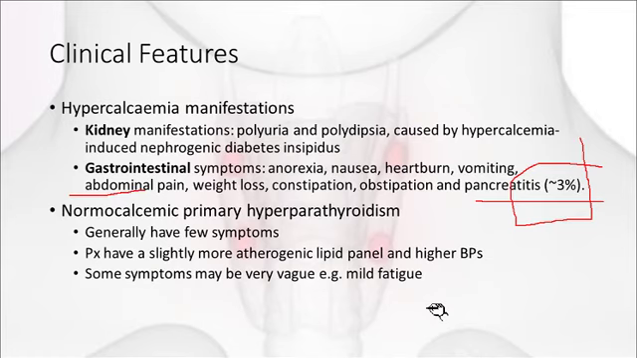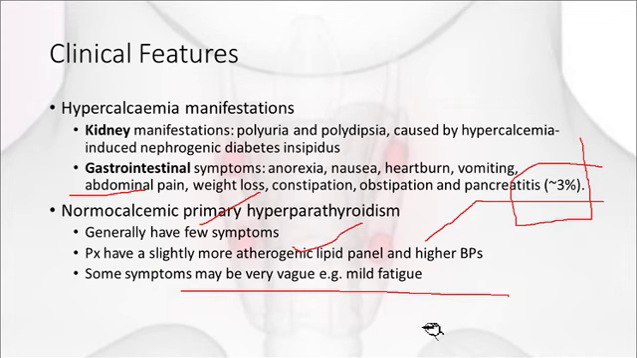Normocalcemic primary hyperparathyroidism. This generally has very few symptoms. Patients have slightly more atherogenic lipid panels and a higher blood pressure than normal patients, and some symptoms are very vague, for example mild fatigue. That's why questioning in these scenarios is extremely important.